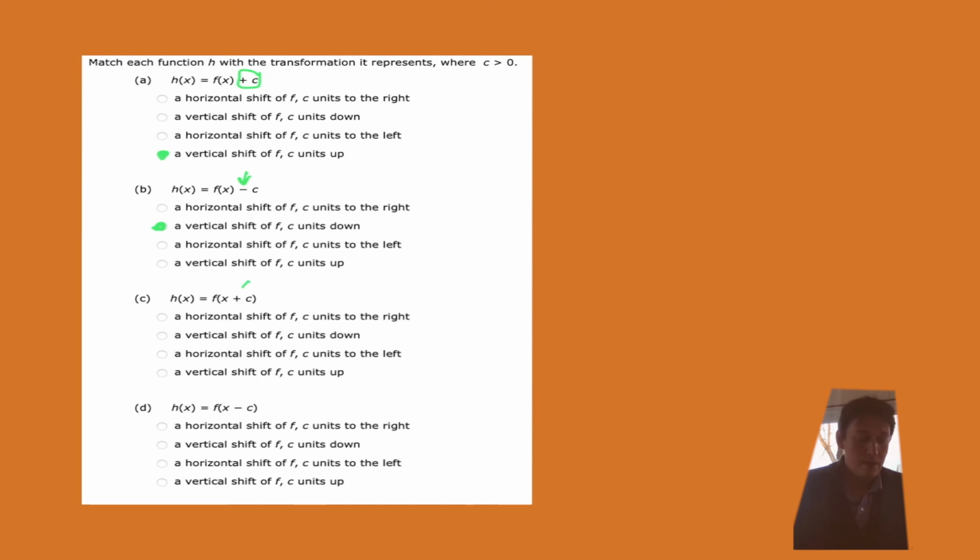Here we have a C on the inside, and if it's positive, it's going to move in the opposite direction of what you think. So positive moves to the left, and negative moves to the right. So it's a horizontal shift. Since it's positive, it's to the left. In this case, it's a negative, therefore it goes opposite of what you would think, so it would go to the right.